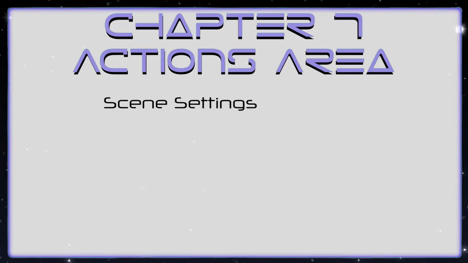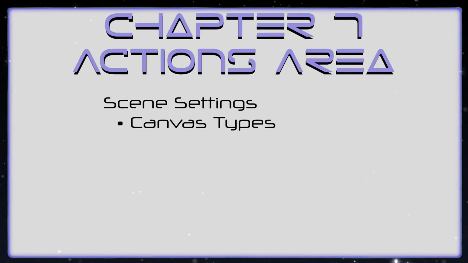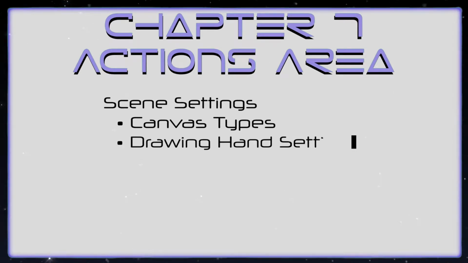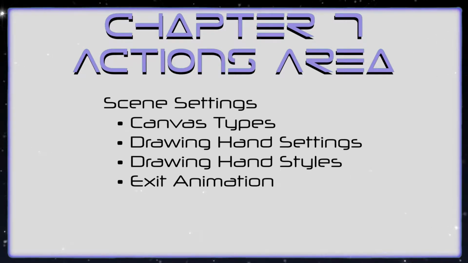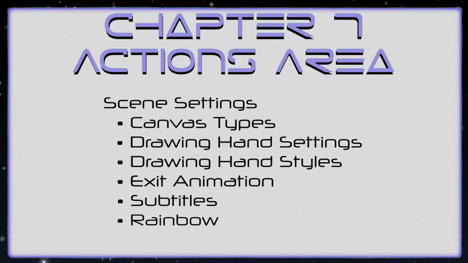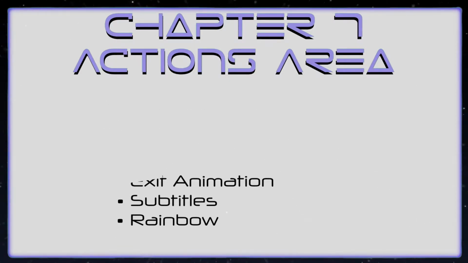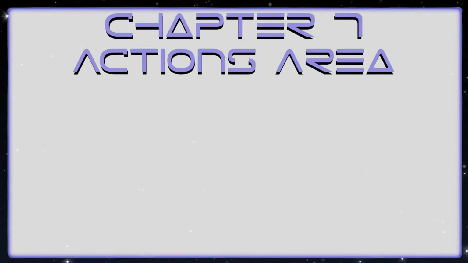Next up, we're going to learn about scene settings. There is a lot to learn inside here. Things like different canvas types, drawing hand settings, drawing hand styles, exit animations, subtitles, and rainbow will be taught in this section. They are very easy to grasp, but we're not done there.